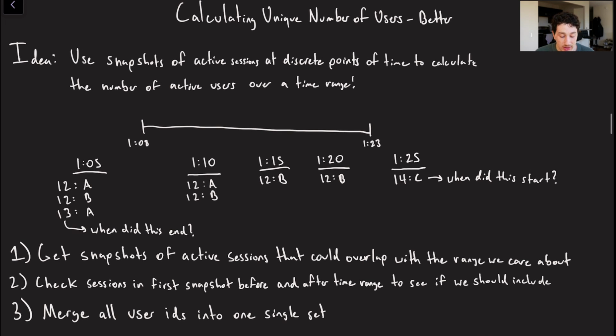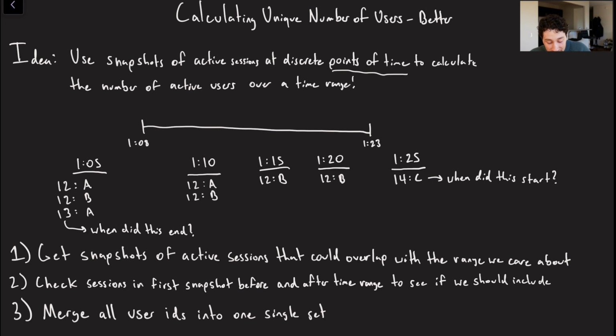Cool. So now the next thing that we're going to be talking about is calculating the unique number of active users a little bit better, so that we don't have to scan over a ton of data and consider all of these different sessions. So let's imagine that we had snapshots of active sessions at a bunch of discrete points of time, right? So let's say in this example that I'm going to do below, we take one every 5 minutes. So now from these discrete snapshots, we may actually be able to figure out all of the sessions that were active during a given time range. And then of course from all of the sessions, we just take all of the distinct user IDs.